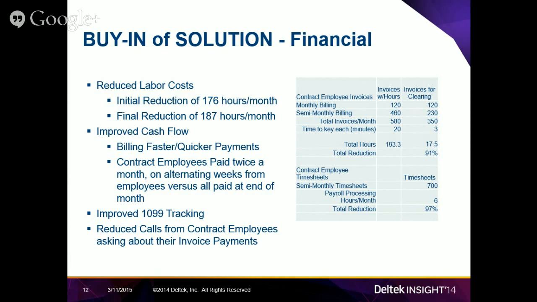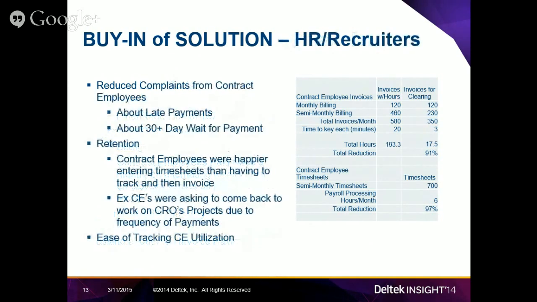This is not right. And so we were running into a lot of problems with that. By having them segregated, we were able to actually resolve that issue. So the 1099 tracking was a lot easier. And we had a lot of reduced calls from the contract employees asking about their invoice payments. With the recruiters, they had less complaints from their contract employees because they weren't getting paid late.